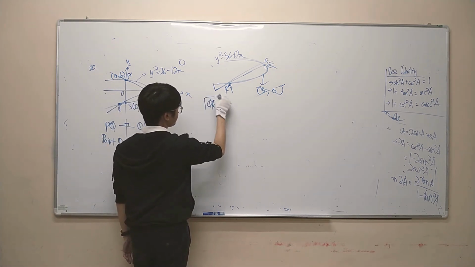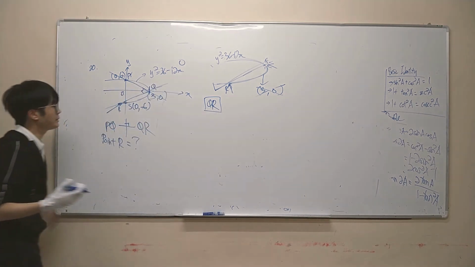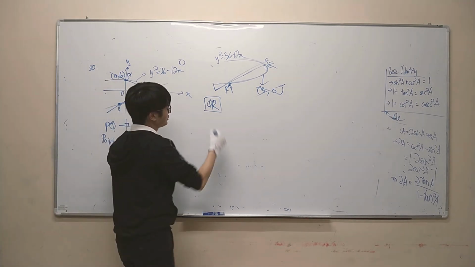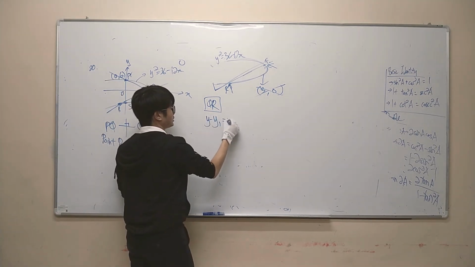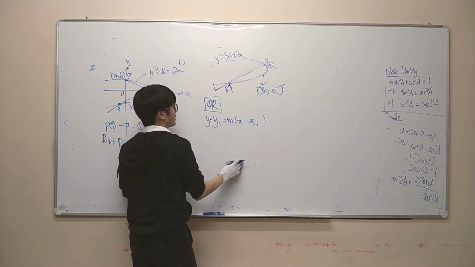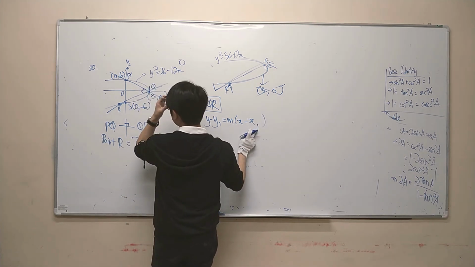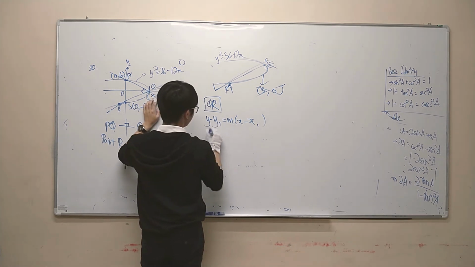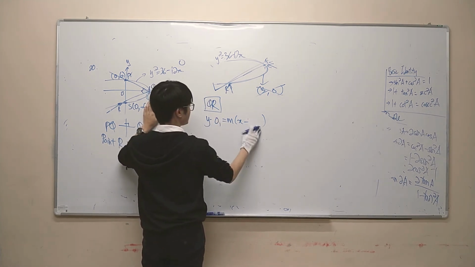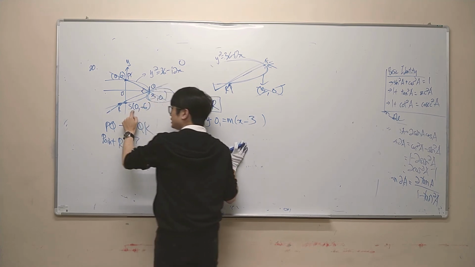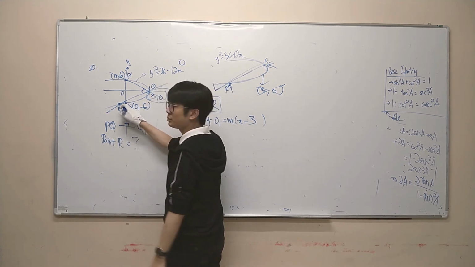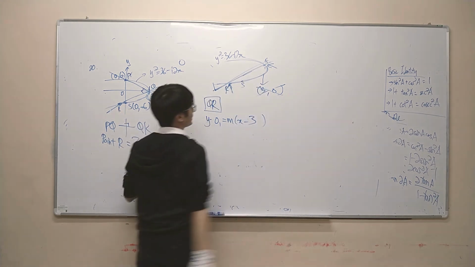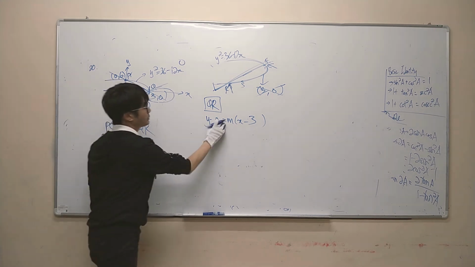To find the QR equation, you can use the y equals mx plus c formula. But in Add Maths, usually you use this formula: y minus y1 equals the gradient times x minus x1. And for the y1 and x1, you use the point that the line passes through. QR passes through (3, 0), so I can substitute 0 here and 3 here. You cannot use (0, negative 6), because S does not touch the line. S is a point on the curve, like here. It's not on the line. So this is the only point you can use.